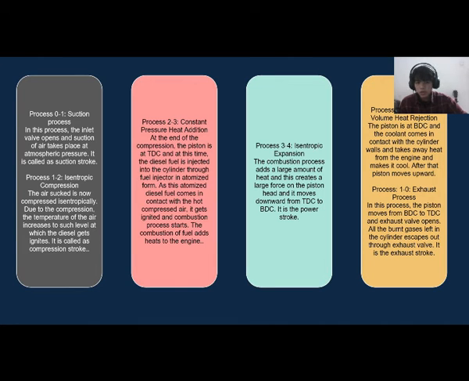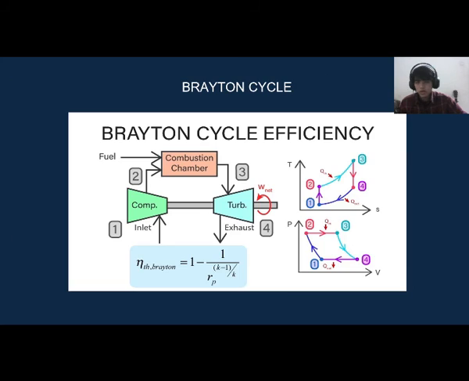Process 1-0, exhaust process. In this process, the piston moves from BDC to TDC and the exhaust valve opens. All the burnt gases left in the cylinder escape out through the exhaust valve. It is the exhaust stroke.